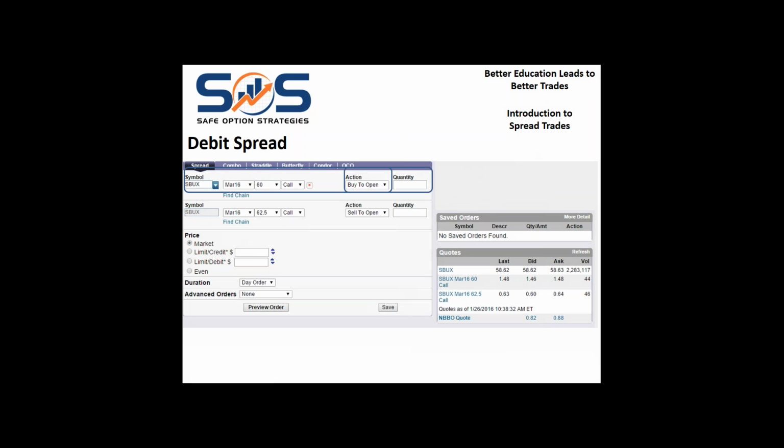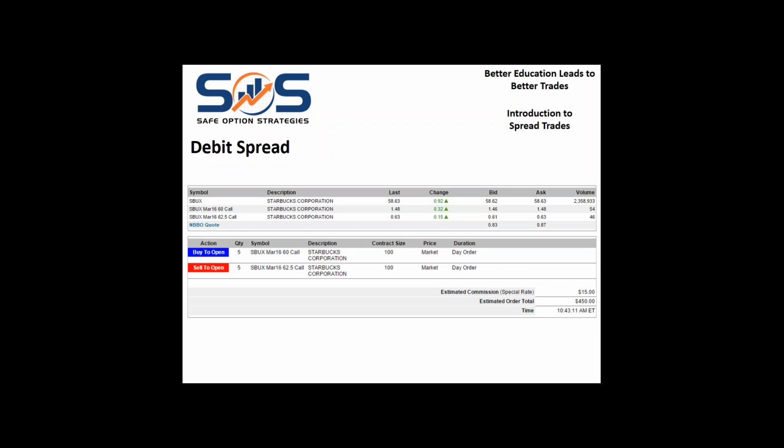Buy to open the long call, you're selling to open the short call. The neat portion of it is you're going to spend less money on your trade, which equals less risk. You also have positions in play that can be adjusted because at least one position will be making you money. As you were to enter the trade, if we were to do this one on Starbucks, on 5 contracts, it would cost $450. Pretty simple way to enter a spread trade, and this is a debit trade.